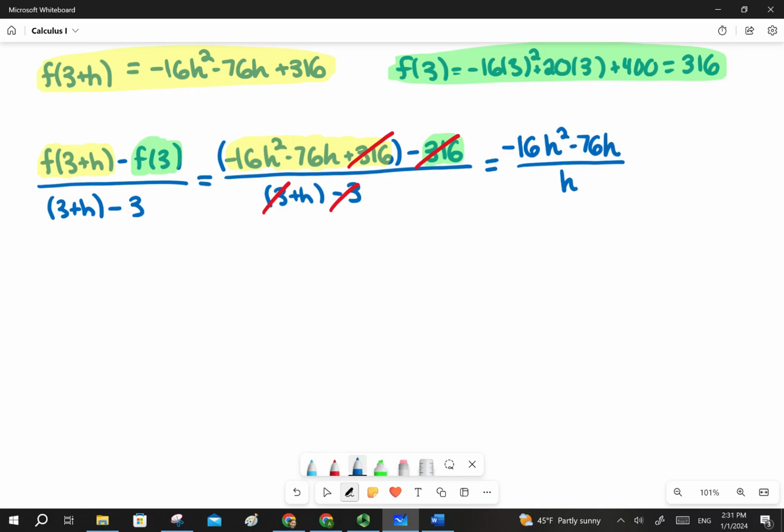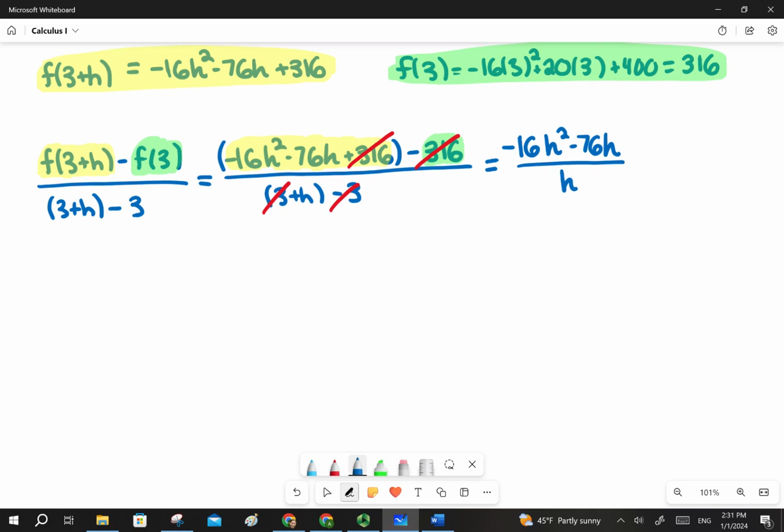This is a good sign. In fact, the first time I worked this problem, the 316s didn't cancel, and that let me know that I needed to go back and check my work. It turns out I had forgotten about the 60 in an earlier step.